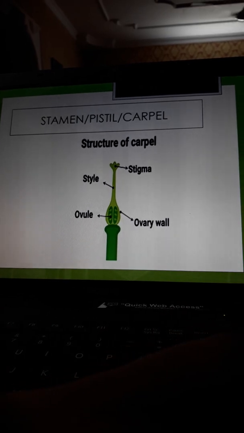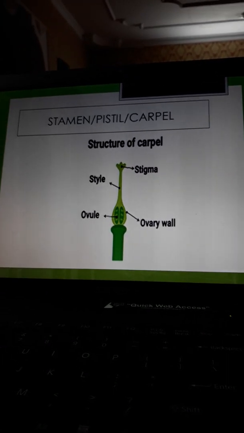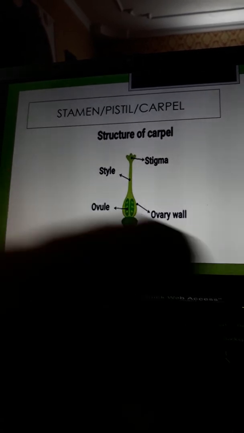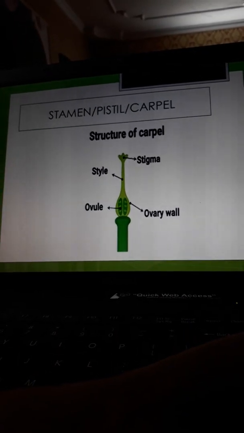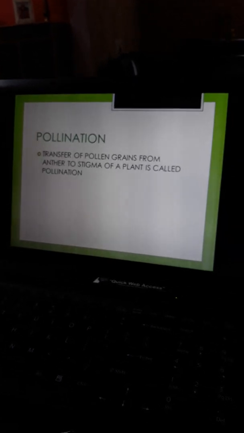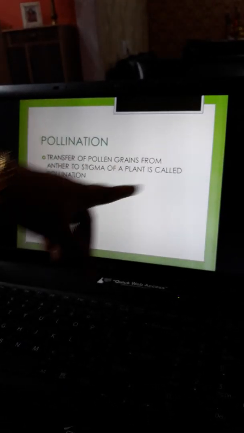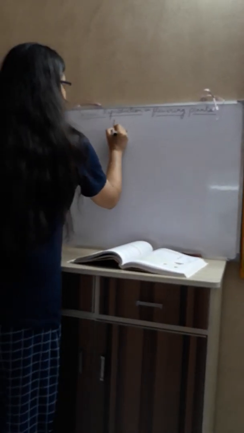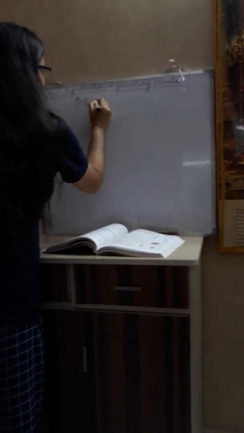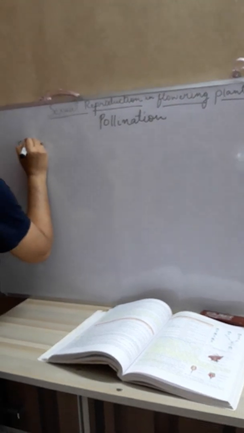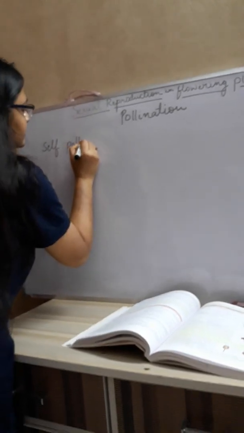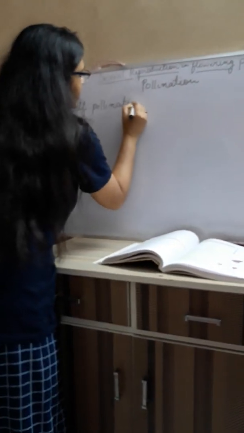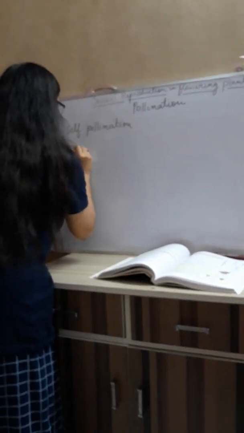Now pollinations are of two kinds: self-pollination and cross-pollination. So what is pollination? Pollination is the transfer of pollen grains from anther to stigma of a plant. Pollinations are of two kinds: self-pollination and cross-pollination.